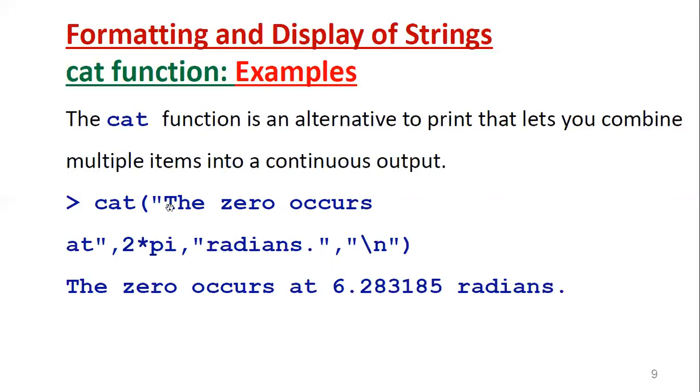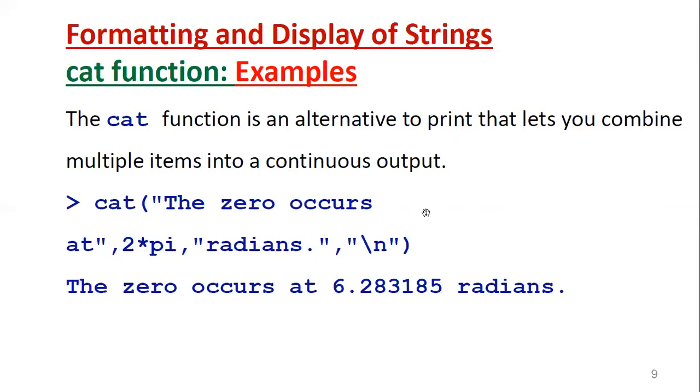Here you can see the first line, "the 0 occurs at", is one item that can be included within quotes, comma. The second statement, what we had previously, is 2 into pi. This is a mathematical calculation, so directly you can include it, no need for quotes, comma. Then the third item is radians, that is also a string, so you must represent it within quotes. So the three statements are included in the cat function separated by commas.